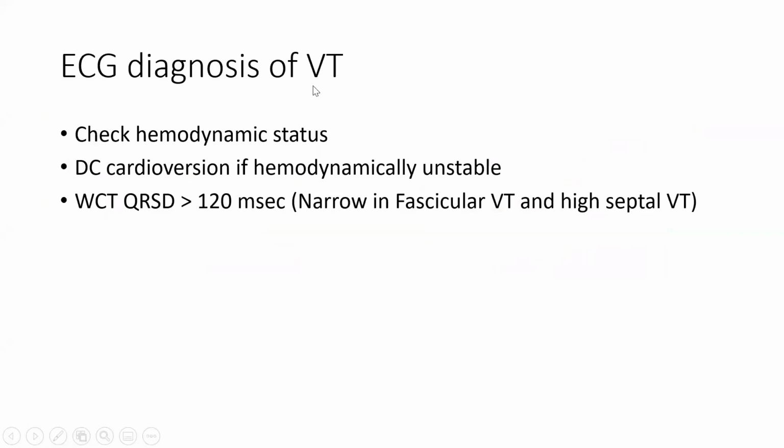In the ECG diagnosis of VT, we have to bear in mind the hemodynamic status of the patient, so if it's unstable, we should give DC cardioversion. They are generally wide complex tachycardia, so sometimes narrow in fascicular VT and high septal VT.